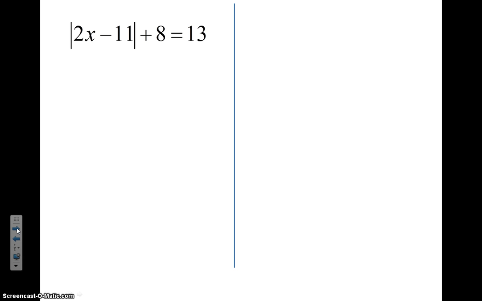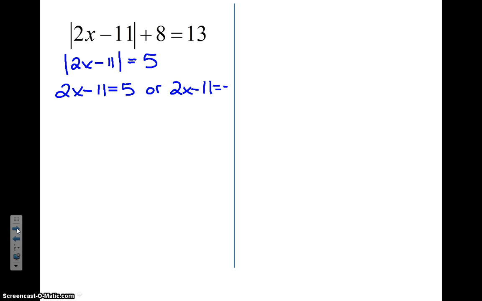Now if you're solving something like this, you want to isolate the absolute value sign first and what's inside of it. So if I'm going to isolate the absolute value of 2x minus 11, that means I need to subtract the 8 on both sides. And so that gives me the absolute value of 2x minus 11 equals 5. So I'm trying to find a value of x that will make the expression 2x minus 11 be a distance of 5 away from 0, which means I'm interested in finding what will make 2x minus 11 either equal 5 or negative 5.